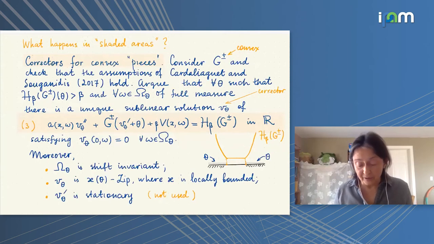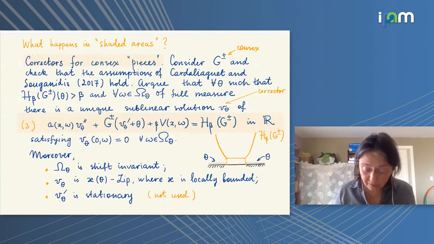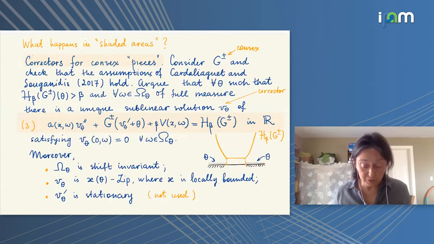Well, since our pieces are convex, and for convex Hamiltonians we know homogenization, we know that for G plus and G minus, correctors exist outside of flat pieces. And therefore, we can check the conditions under which to make sure that correctors indeed are there. And they're not just correctors. When we say correctors, we mean sublinear correctors.